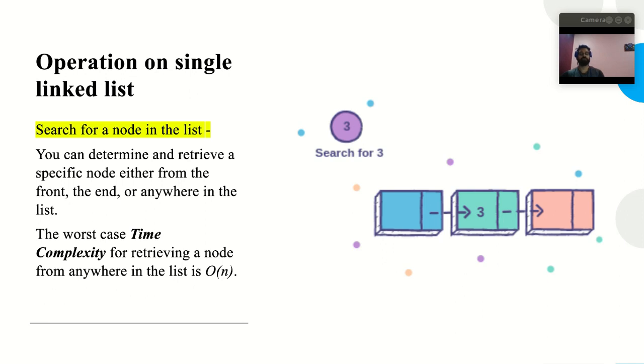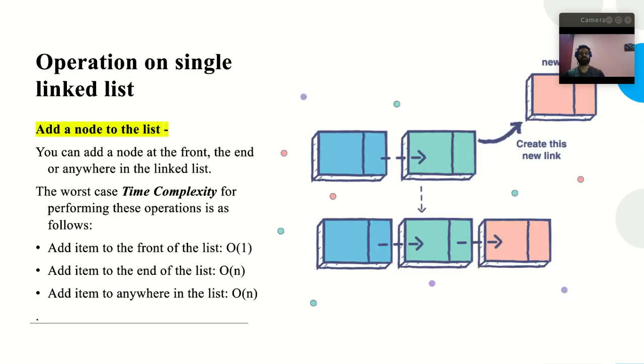It is proportional to your input data. If your input data is big, then the time taken for this operation will also increase. So this is not constant, that's why it is Big O(n). Now the next operation we can do is to add a node to the list.